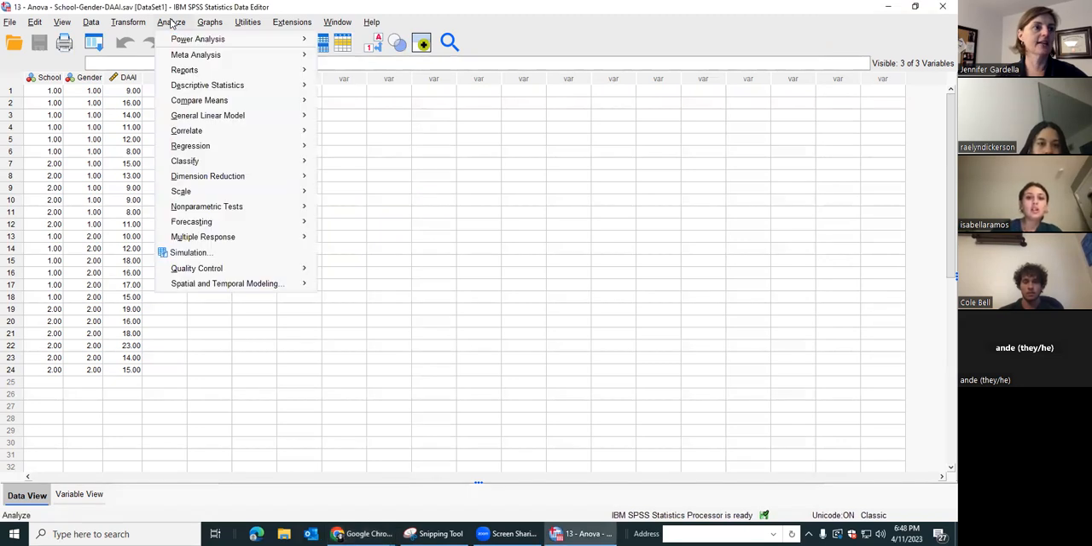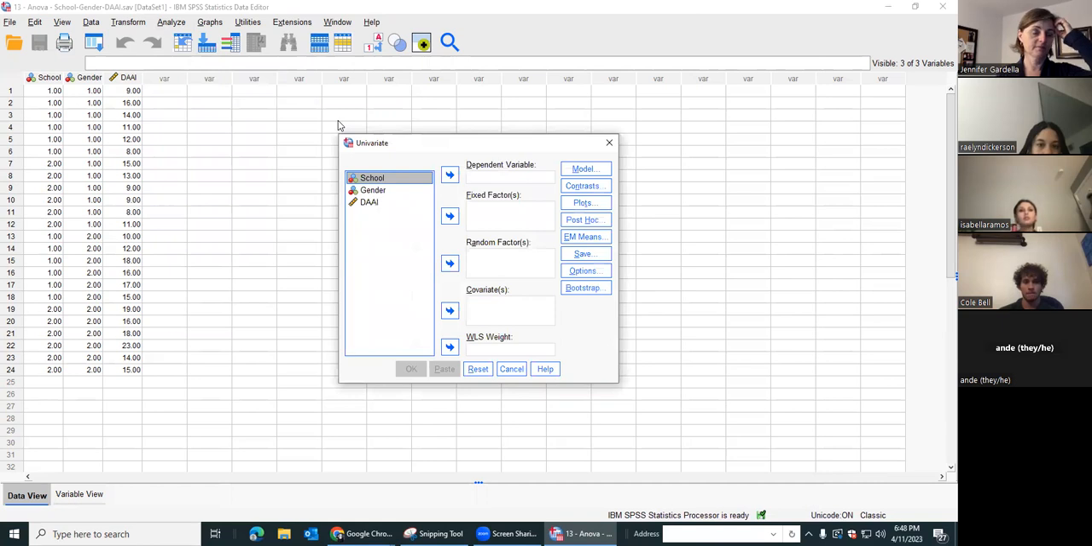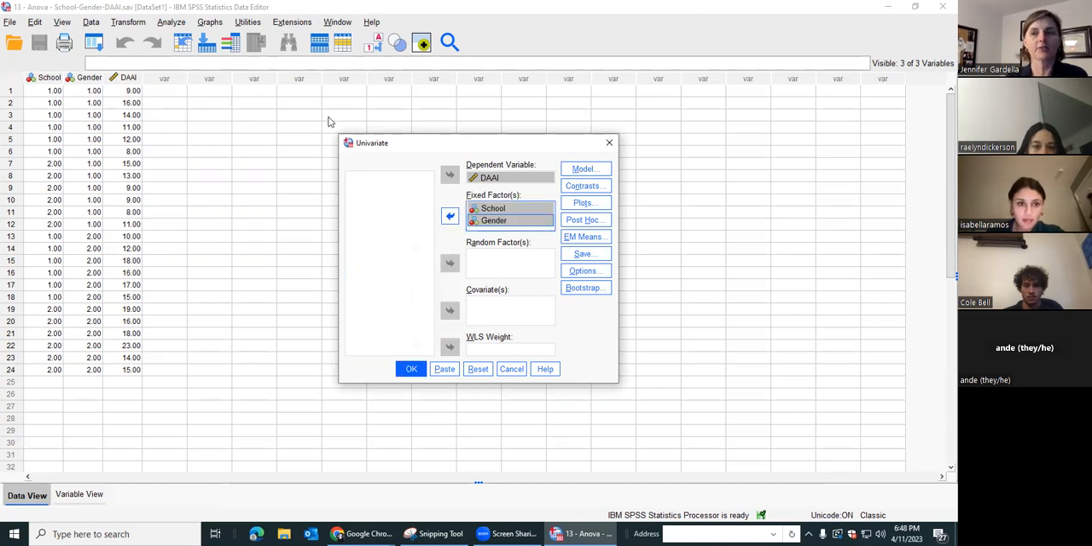Okay, it is Analyze. We're going to a new space now. General Linear Model. Oops, Univariate. Our dependent variable in this case is the DAAI score. How do they feel about drug use? And then you move your 2 independent variables to your Fixed Factors box.